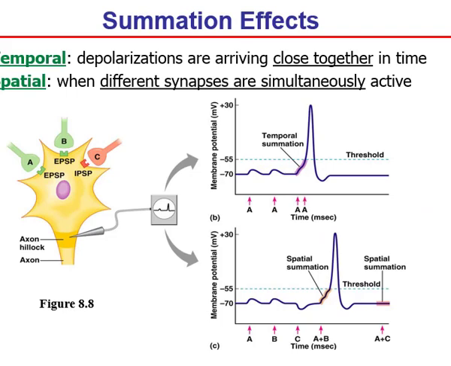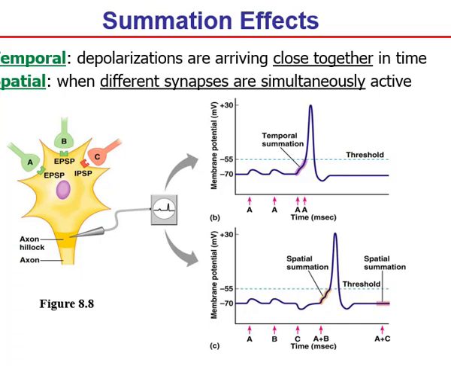Summation can be either temporal or spatial. Here in figure 8.8, we see a single neuron synapsing with three different presynaptic neurons labeled A, B, and C. Temporal means depolarizations are arriving close together in time along the x-axis. Spatial summation is when different synapses are simultaneously active.